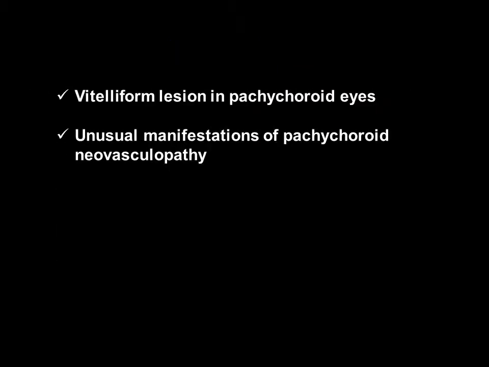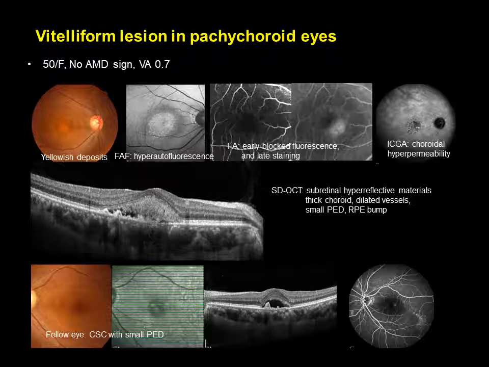In this presentation, I'm going to talk on vitelliform lesion in pachychoroid eyes and unusual manifestations of pachychoroid neovasculopathy. First, let me show you a typical case of vitelliform lesion in an eye with pachychoroid. You can see a yellowish lesion in the fundus, hyperautofluorescence on fundus autofluorescence image, early blocked fluorescence and late staining on fluorescein angiogram, and homogeneous hyperreflective material in the subretinal space on OCT.